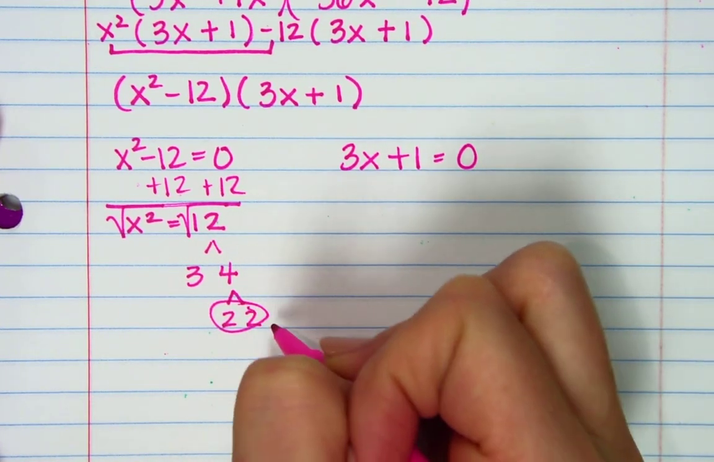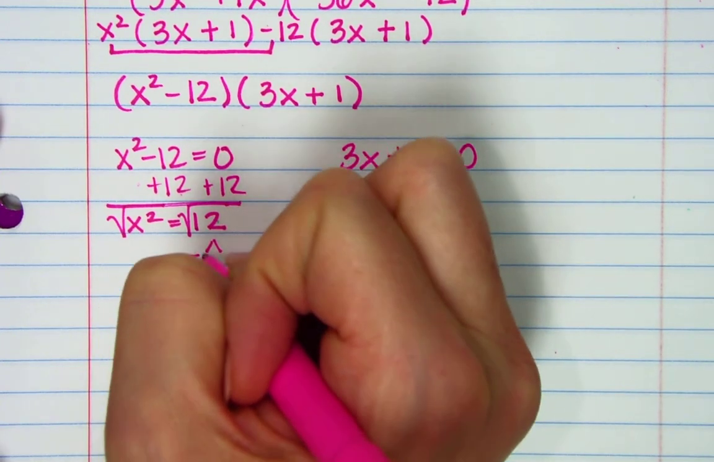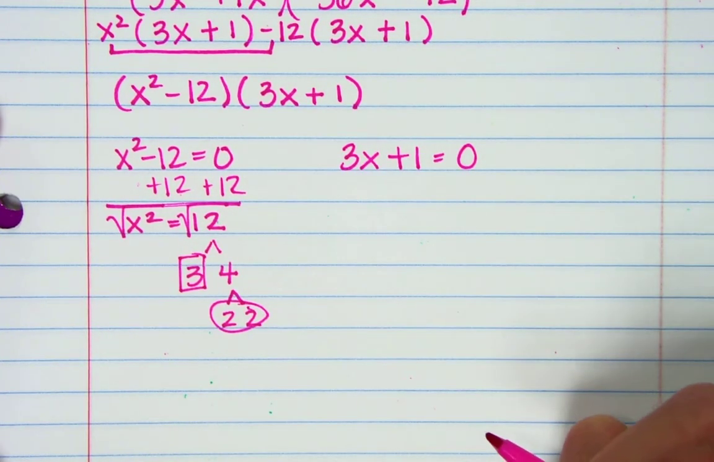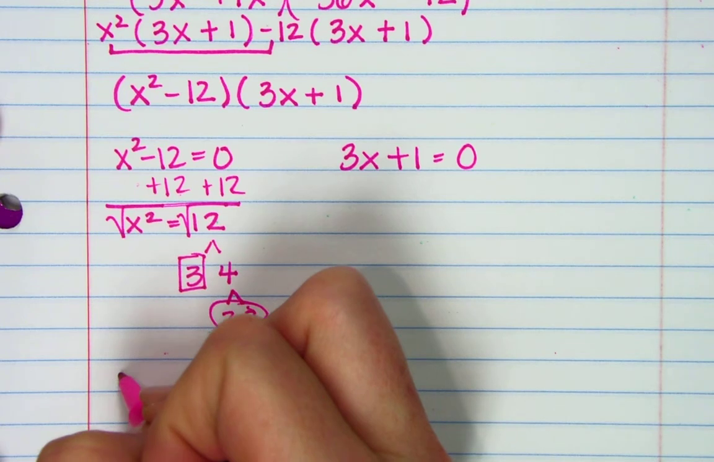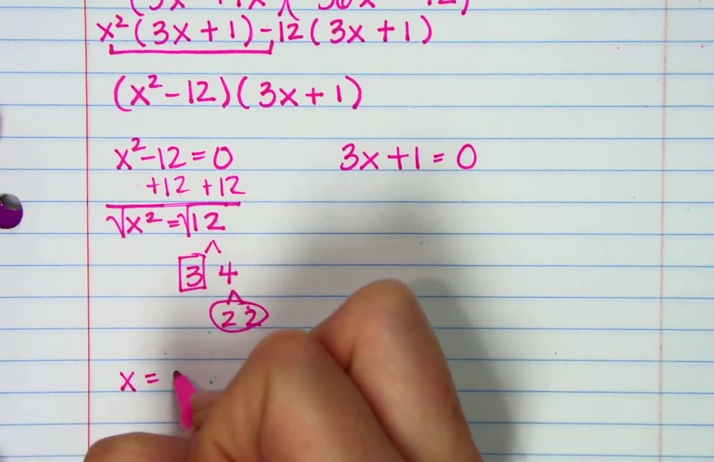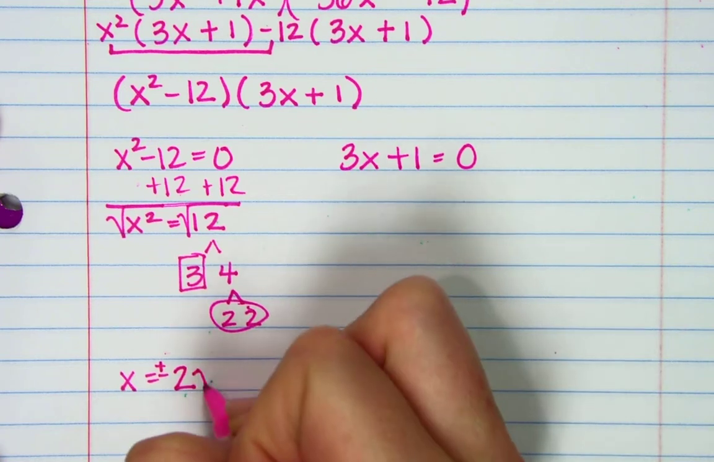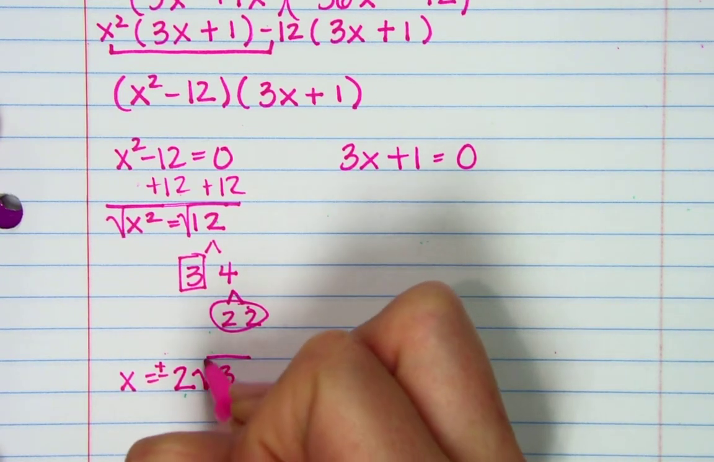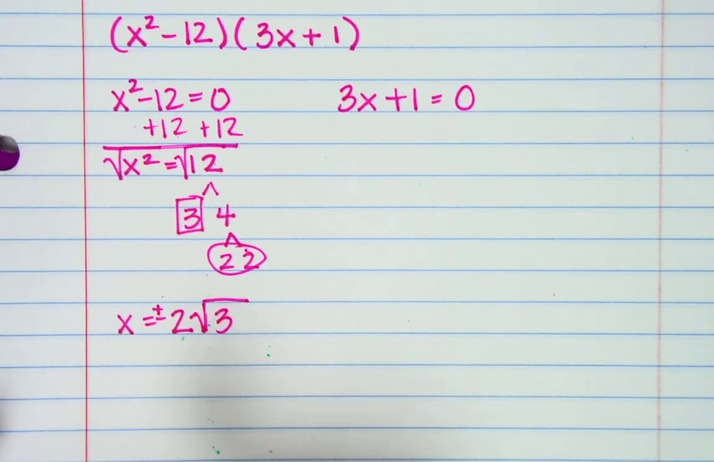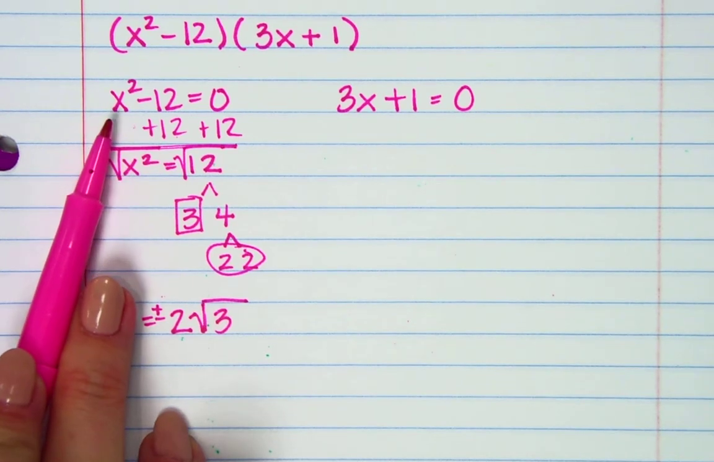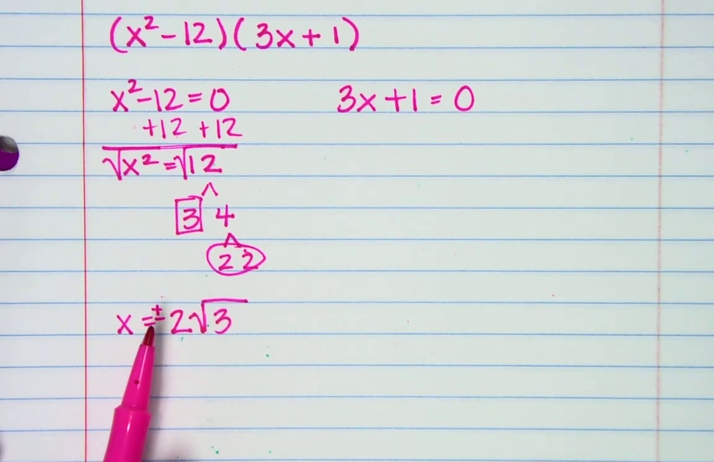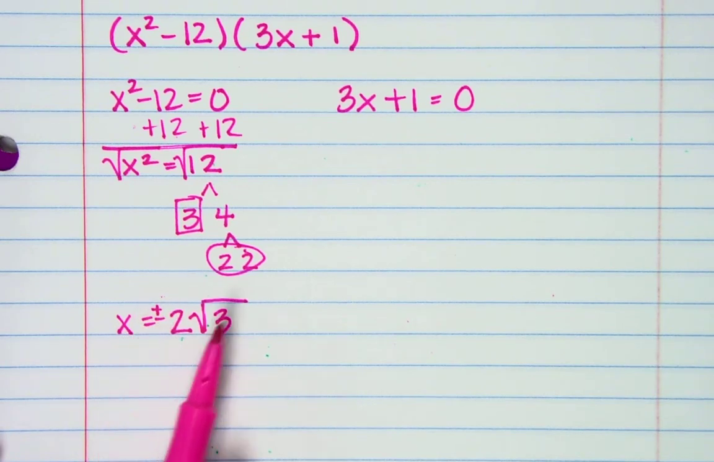The ones that are the same, the pairs, right? Leftovers, I put in a box. Pairs, I put in a circle. What goes outside? 2. And what goes inside is leftovers. Okay, and remember, it's x squared, so that should be giving me 2 solutions. It is. It's giving me a positive and a negative solution. So positive 2 radical 3 and negative 2 radical 3.